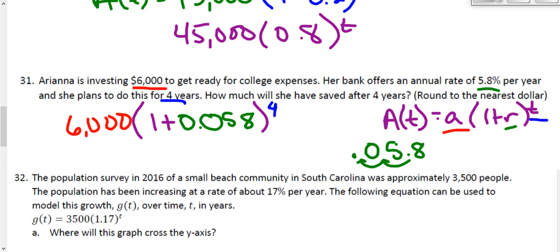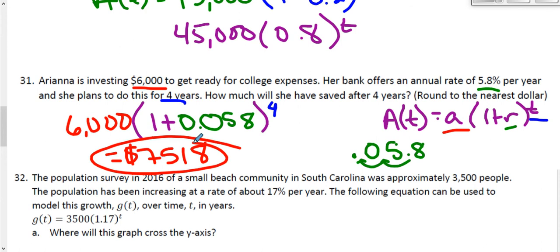So if I do this calculation, it'll tell me how much she'll have saved after 4 years. So all I have to do is plug that in the calculator. It says round to the nearest dollar. So I get 7,517.85. So I'm going to round that up to the nearest dollar, $7,518 that she'll have saved after 4 years.